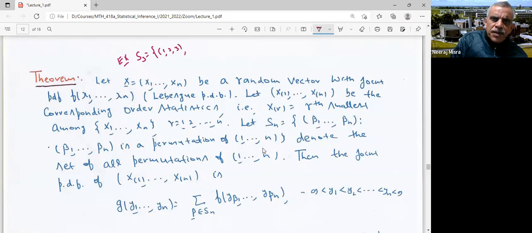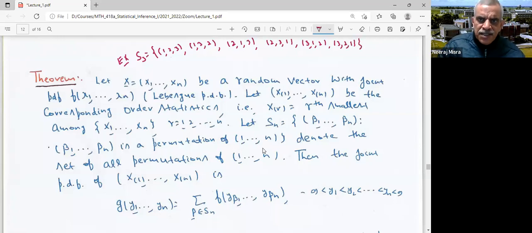1, 2, 3. 1, 3, 2. Then 2, 1, 3. Then 2, 3, 1. 3, 1, 2. 3, 2, 1. So this is the set of all permutations of 1, 2, 3. Similarly, I can define Sn to be the set of all permutations of the first n natural numbers. So it will have n factorial elements.